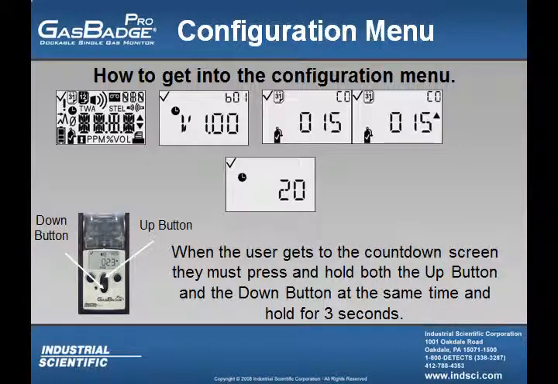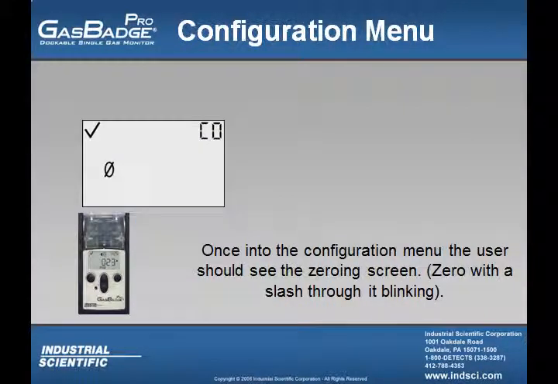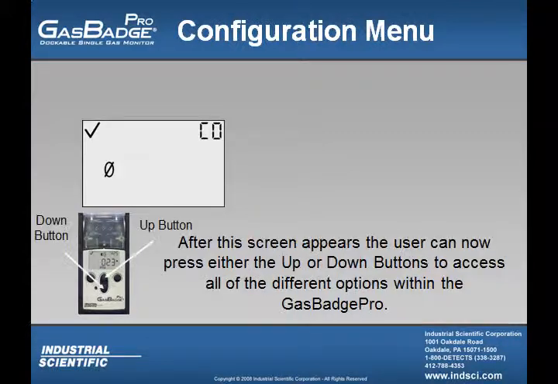Once the GasBadge Pro gets to this screen, the user must press both up and down buttons at the same time for at least 3 seconds. Once the user sees the 0 with a slash through it blinking, this tells the user they are in the configuration menu. After the user sees this screen, they can now press the up or down buttons to access all of the features in the configuration menu.